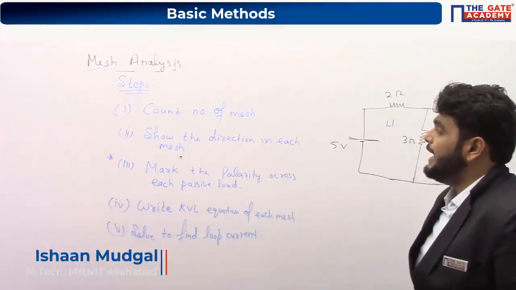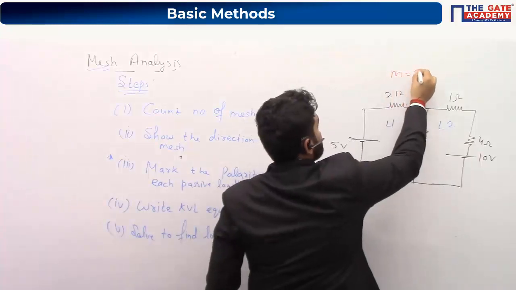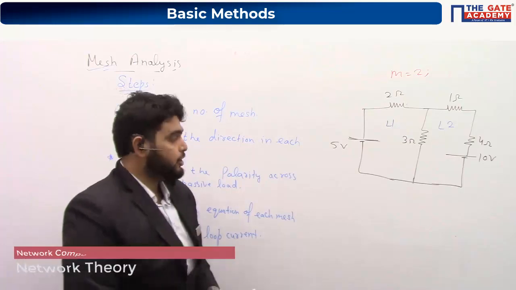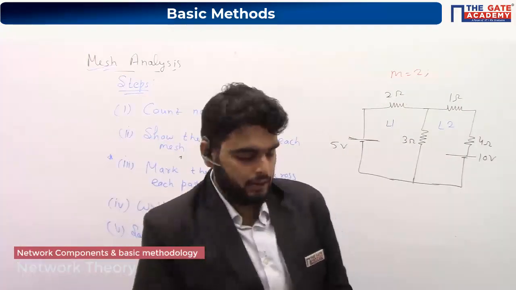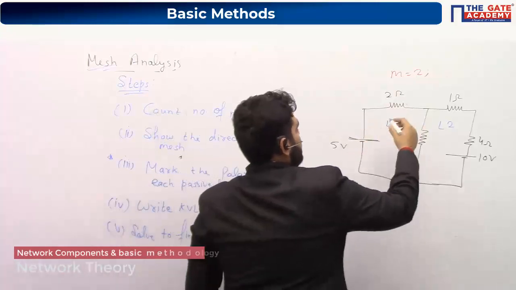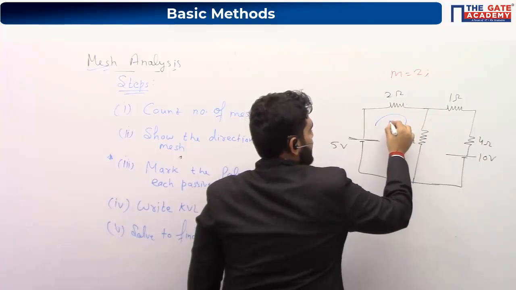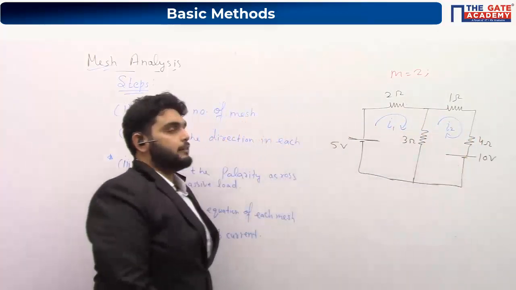First point. Count number of mesh. So here, I know the number of meshes is 2. Second, show the direction of current in each mesh. It means the number of meshes is equal to the number of variables. So here I have 2 meshes, and I am showing the direction of current in each mesh. This is I1, this is I2.